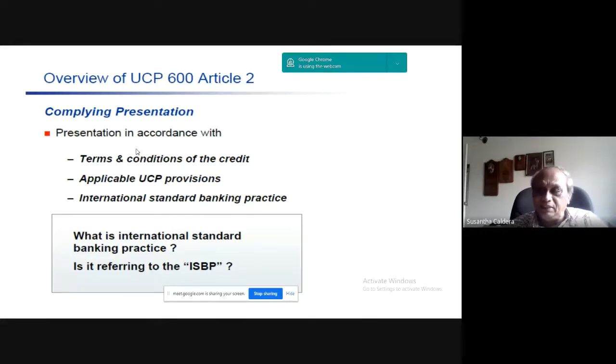But when you are replying to a certain Swift message or whatever, you can refer to ISBP and get the information and draft the answer accordingly without saying as per ISBP.